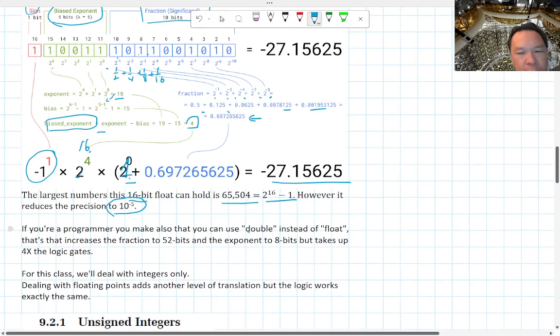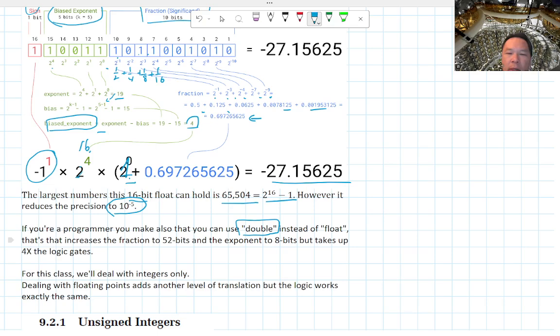If you've had some programming class or played with these binary numbers before, you also know something called a double. A double is basically what's known as a double precision floating point number, and it actually uses 52 bits to represent this fraction instead, and 8 bits to represent the exponent. So it just takes up about 4 times more logic gates in order to record this number or do computation, so everything gets bigger by a factor of 4 in order for it to do the same thing with double as opposed to half precision floats. I think that's the technical word for it.